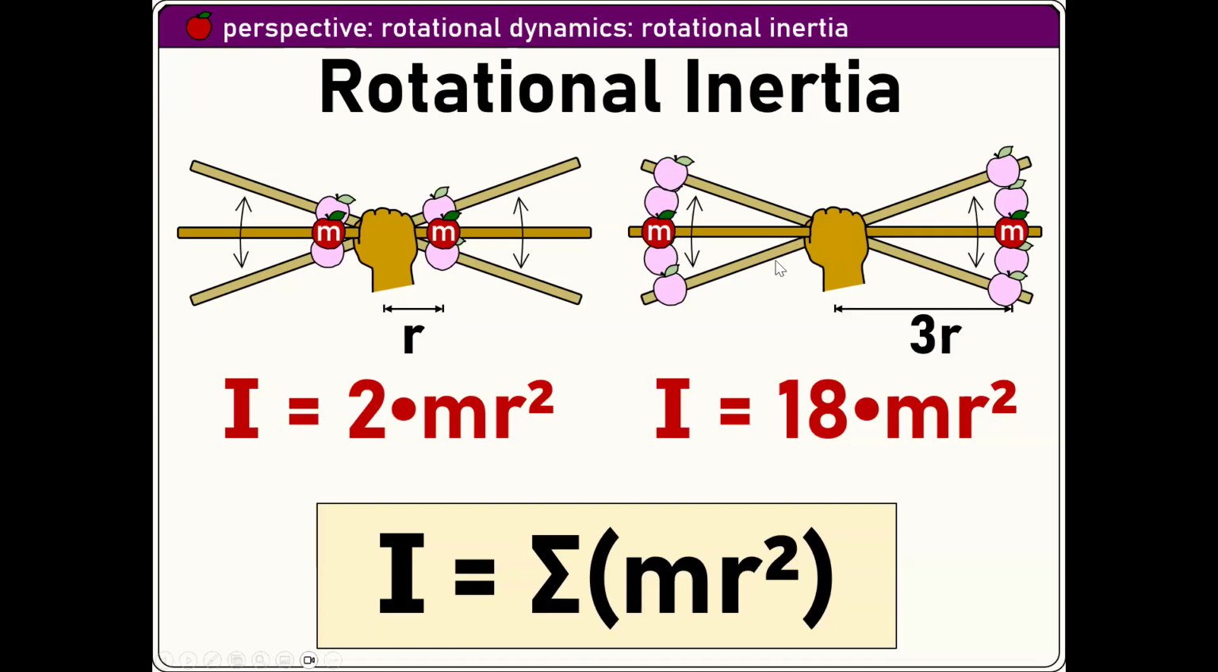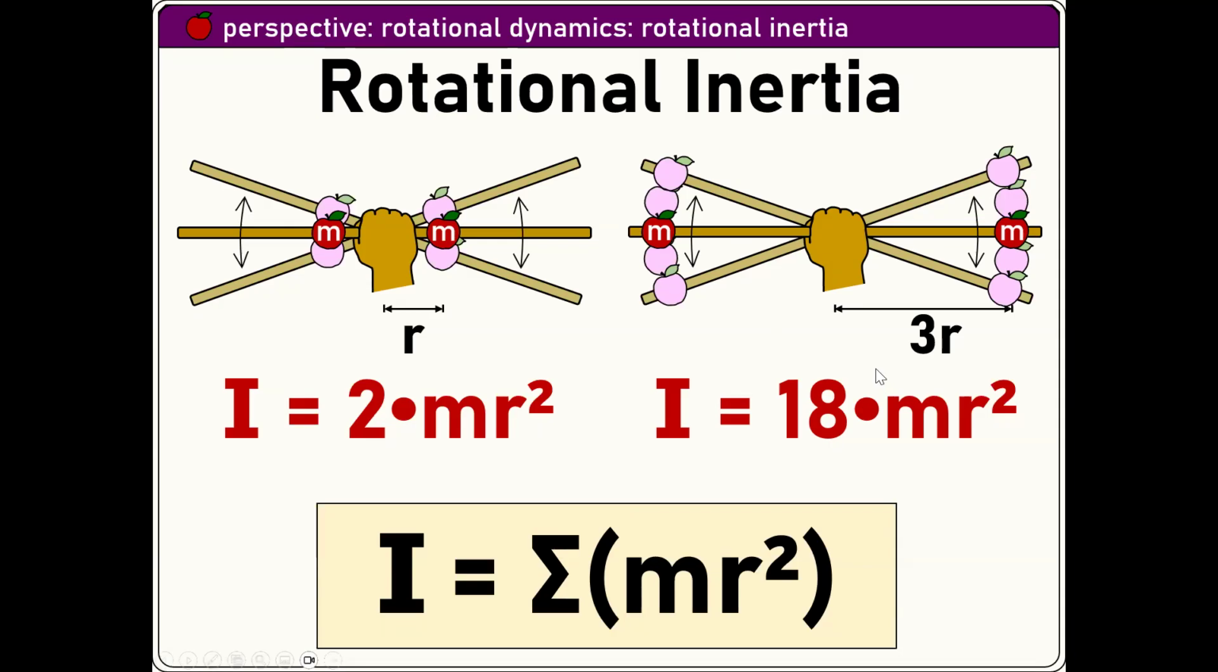How about the one on the right? If I slide those masses out, let's say by a factor of 3, if they're 3 times as far out, what's a factor of 3 squared? 9. So I've got 9mr squared here, plus this 9mr squared gives me a total of 18mr squared. See, it went up by a factor of 9? 2mr squared to 18mr squared. That means 9 times the rotational inertia. So if I'm trying to shake it back and forth, maybe it's 9 times as difficult, and you can feel that too. All right, everybody good so far?